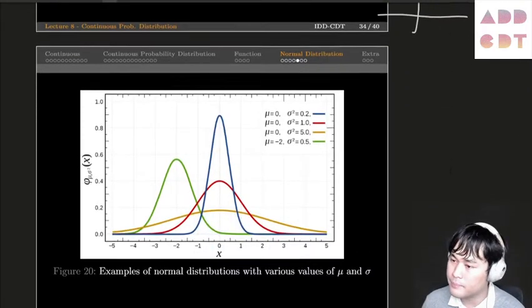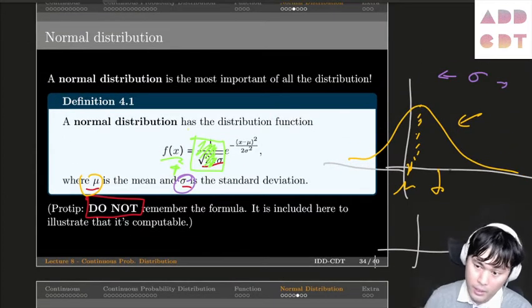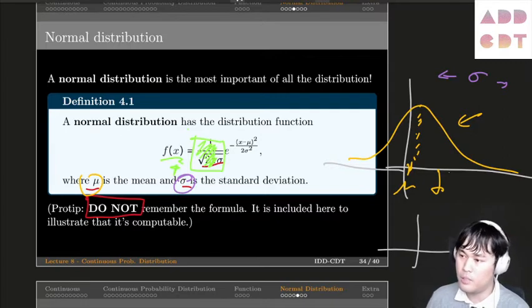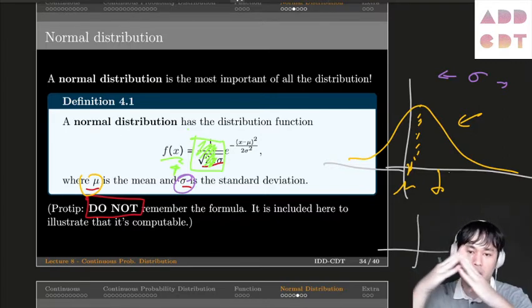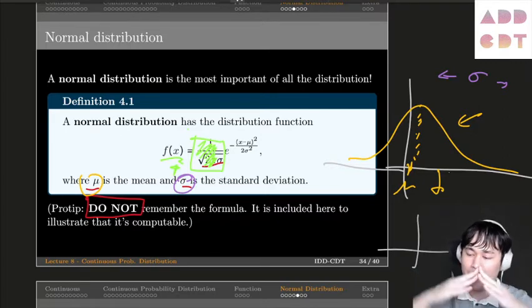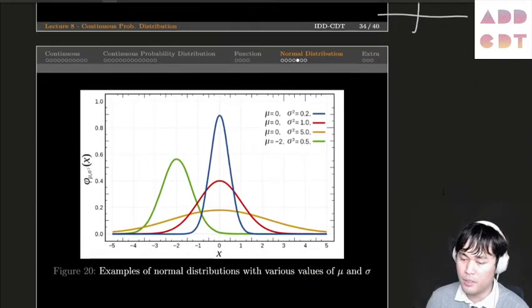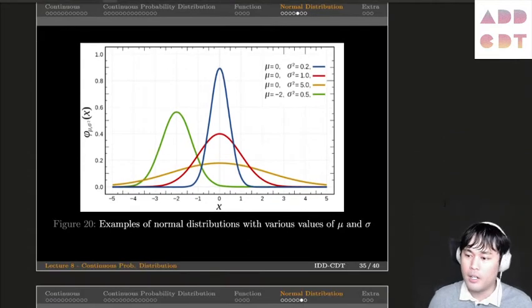Okay, so we say a normal distribution because this distribution can have different positions. We can move it to the left or right, and we can have it wide or narrow. So let's take a look at some examples of this curve here.